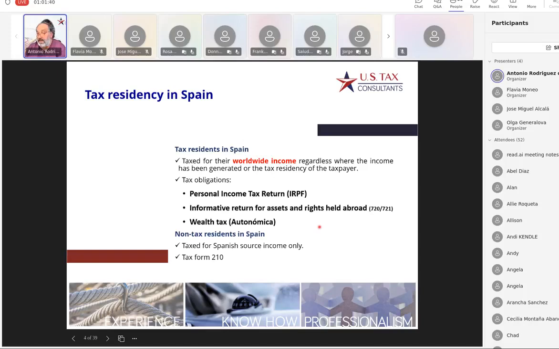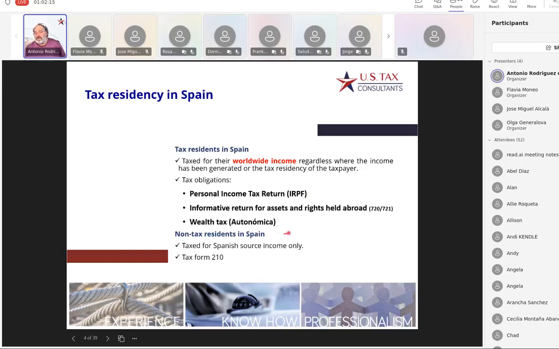You don't pay any taxes here, and also just a reminder, these forms, as you will see later, are filed right now between January and March of every year. And then the last one is the wealth tax, which, as you know, is an autonomic tax. It depends on the autonomy that you live in, and every autonomy has different rules. Okay, so we will see that later too.